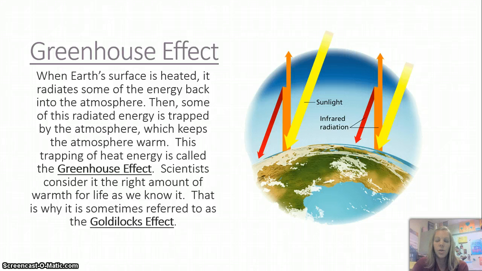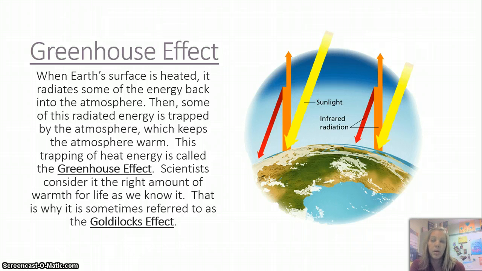Okay, so a short video clip, again, to just kind of give you a brief overview of the greenhouse effect, and it also goes into one of the topics that we're going to be doing an article review on, which is global warming. So basically, when the Earth's surface is heated, it radiates some of that energy back into the atmosphere, and some of that radiated energy is trapped by our atmosphere. And scientists sometimes refer to the greenhouse effect as the Goldilocks effect, because our atmosphere traps in just enough heat energy to keep us warm enough, but not too warm.